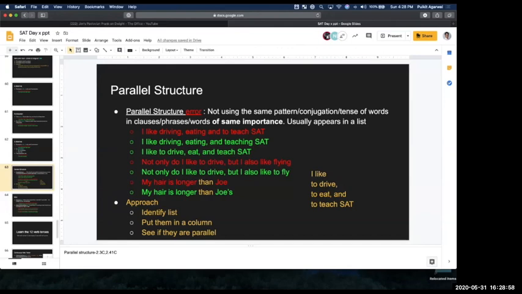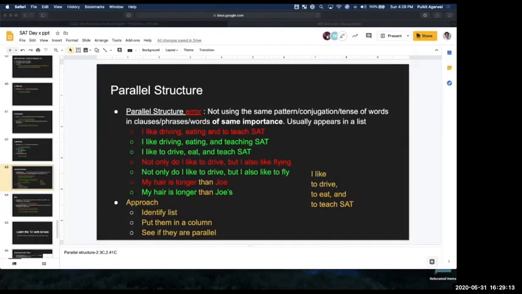Let me stop this. Now that you know parallel structure. Oh, did you guys have this written down? Did you take a photo or write it down? Oh, let me share it once more. Okay, all right. You have literally 20 seconds to take a photo of this.